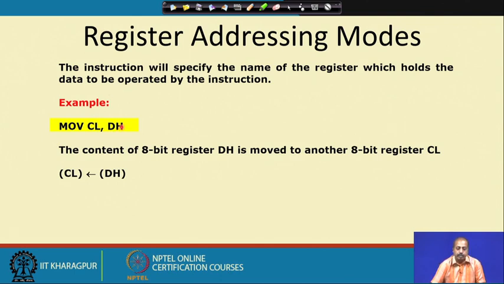The content of this DH register will be moved to CL register. Both are 8 bit registers, so there is no problem. CL gets DH. This is an example of the register addressing mode.